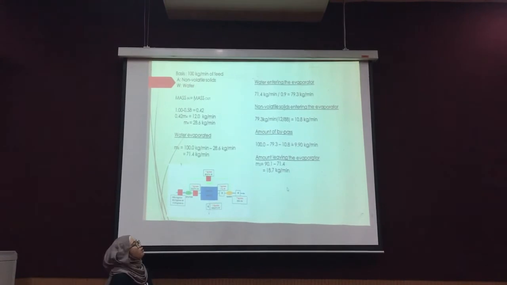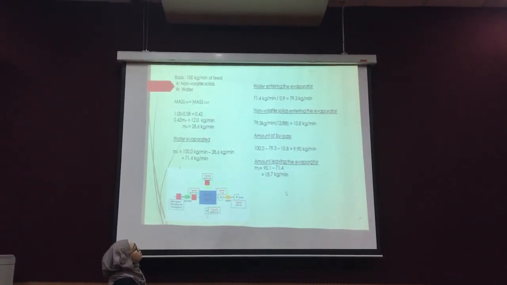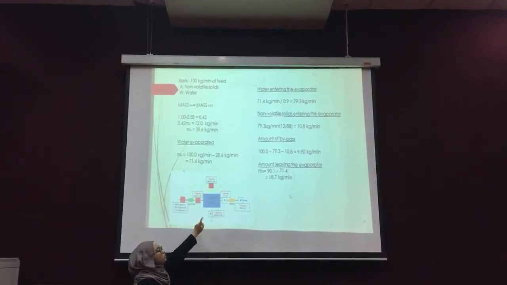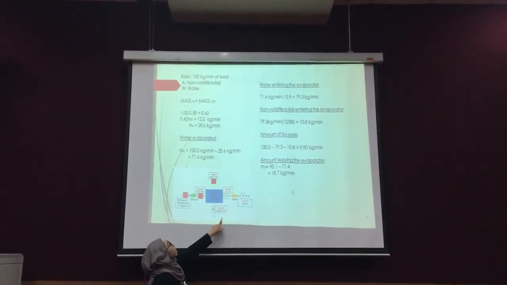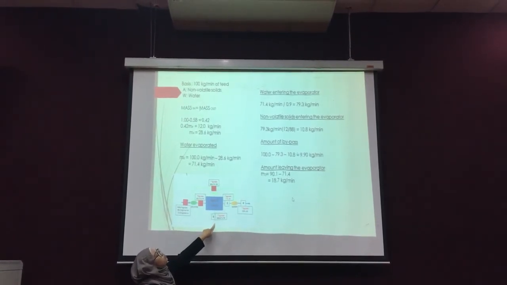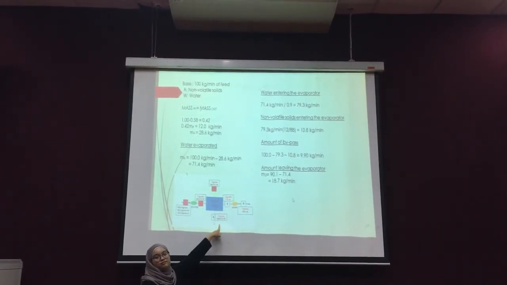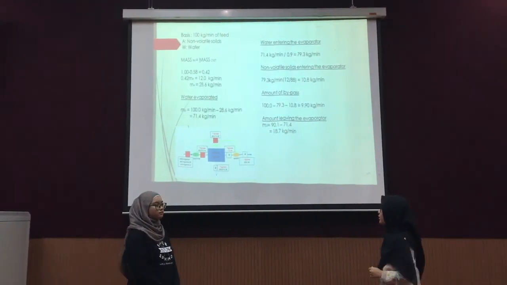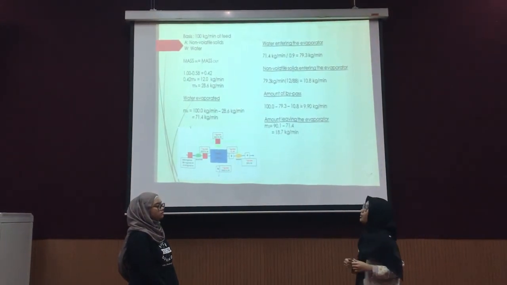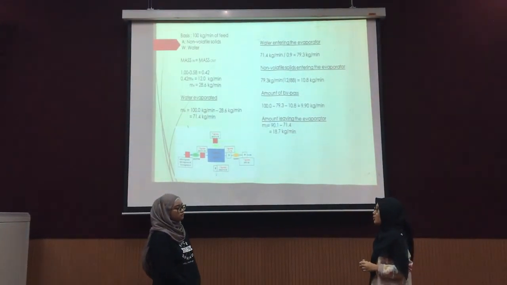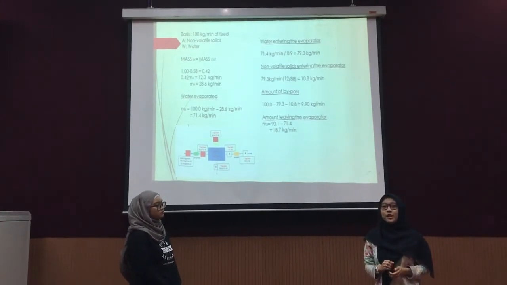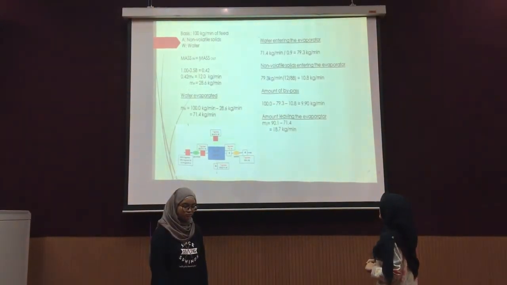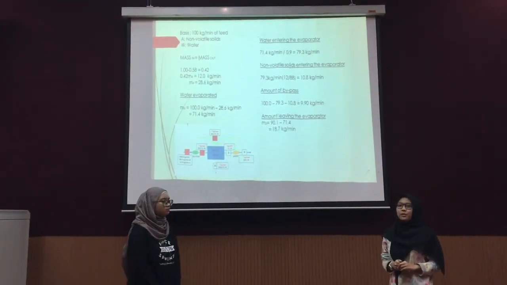And next, from that, we can calculate the amount of water evaporated. We use 100 kg per minute minus 28.6 kg per minute, and we get 71.4 kg per minute, which is the amount of water evaporated. To calculate the water entering the evaporator, we need to divide the water evaporated, which is 71.4 kg per minute, by 0.9, which is the mass fraction of water that can be evaporated by the evaporator. So we get the answer, which is 79.3 kg per minute.